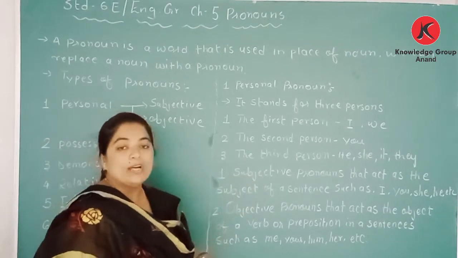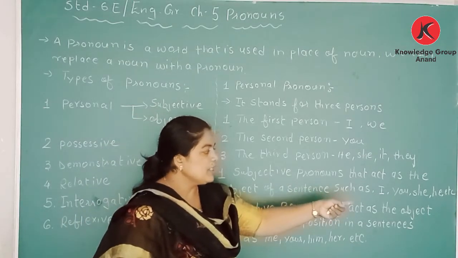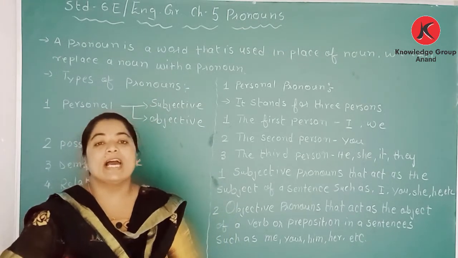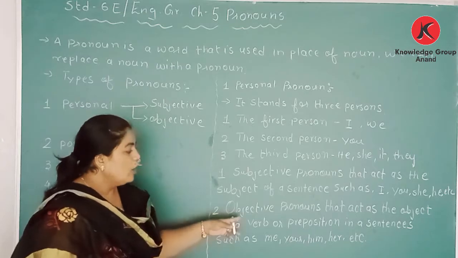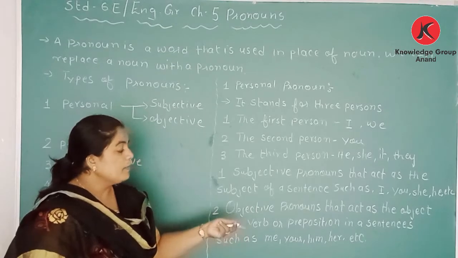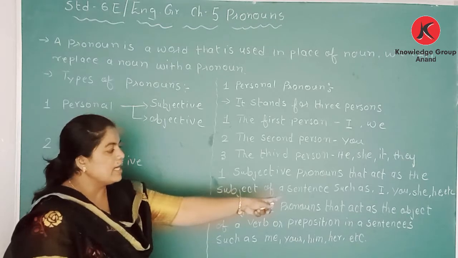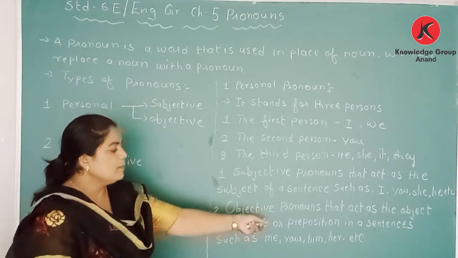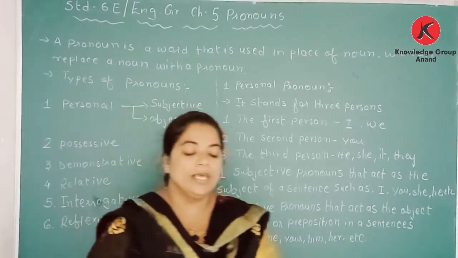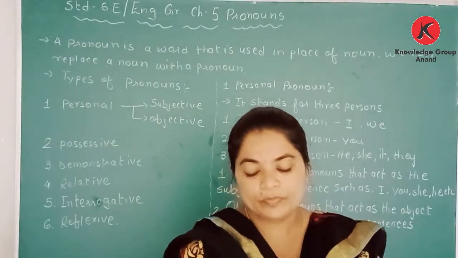The first one is subjective pronouns, which act as the subject of a sentence, such as I, you, she, he, etc. Objective pronouns act as the object of a verb or preposition in a sentence, such as me, you, him, her, etc. These are examples of the objective pronoun.